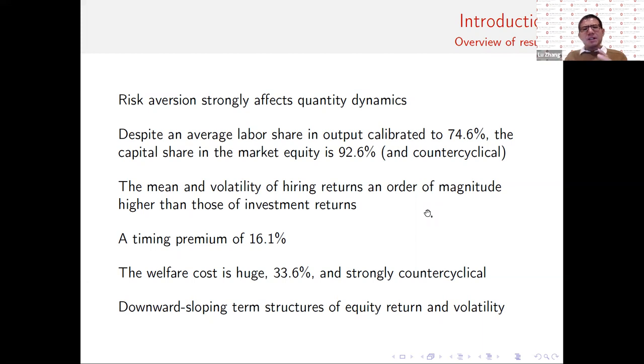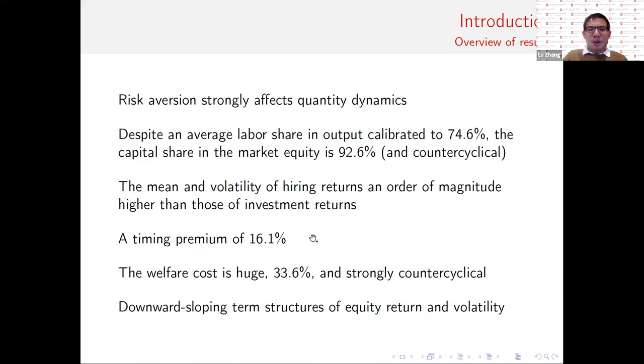The mean and volatility of hiring returns are an order of magnitude higher than the mean and the volatility of investment returns, respectively. Because in the model we have both capital and employment as productive inputs, and we have hiring return. The stock market return is a value-weighted average of investment return and hiring return. It turns out that most of the stock market return is driven by investment returns. Again, I'll come back to this point later.